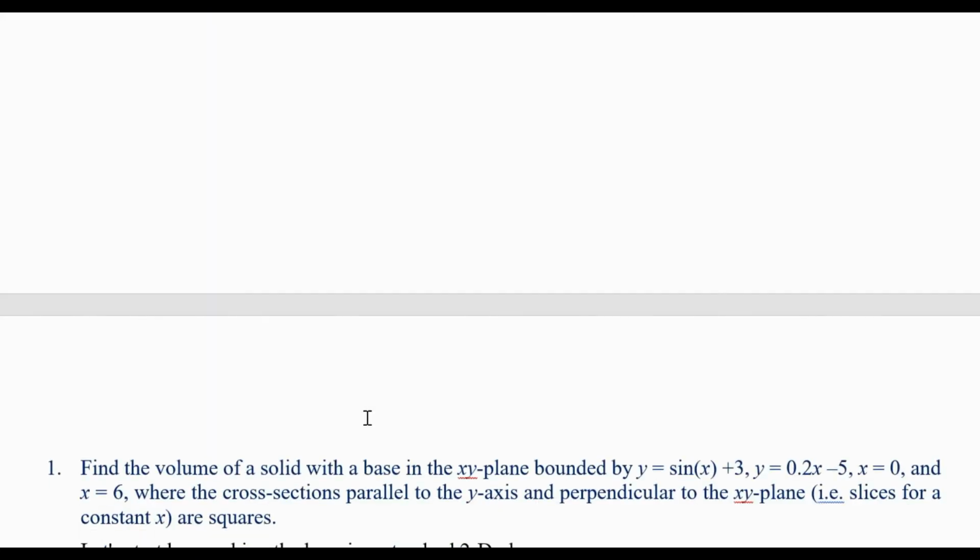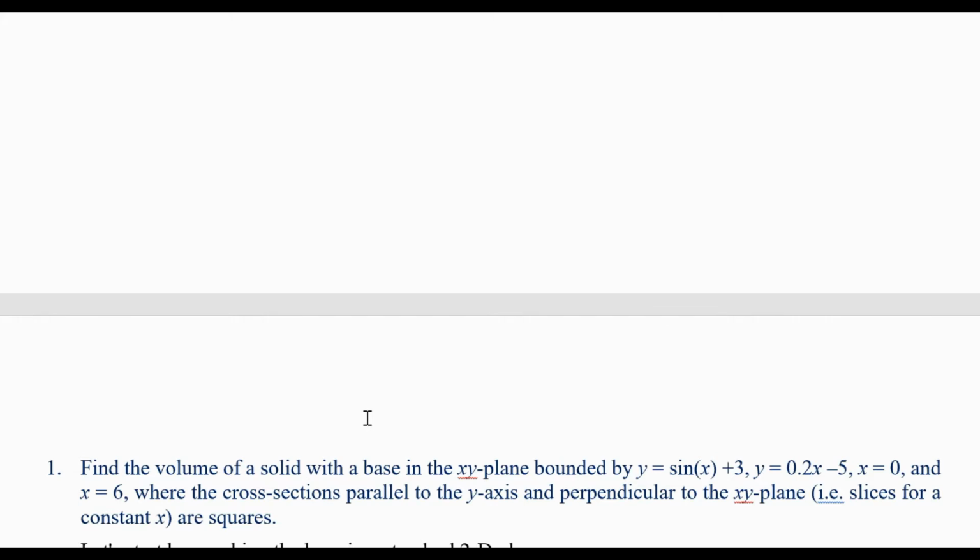So here's the example that we want to do. The problem here is in the blue text. Find the volume of a solid with a base in the xy plane bounded by y equals sine of x plus 3, y equals 0.2x minus 5. So that's a sine wave and a linear function on the top and bottom respectively. x equals 0 and x equals 6 for the vertical sides. And then the cross sections are parallel to the y-axis and perpendicular to the xy plane. In other words, slices for a constant x. And those slices are squares.